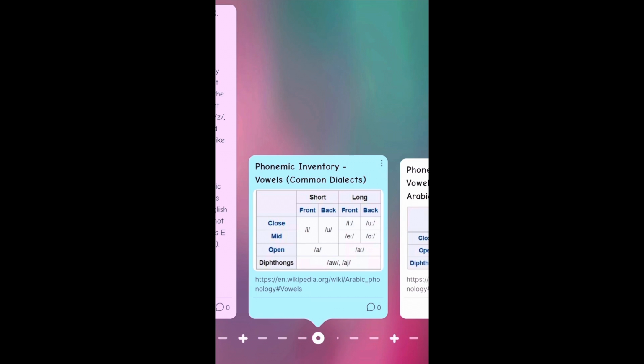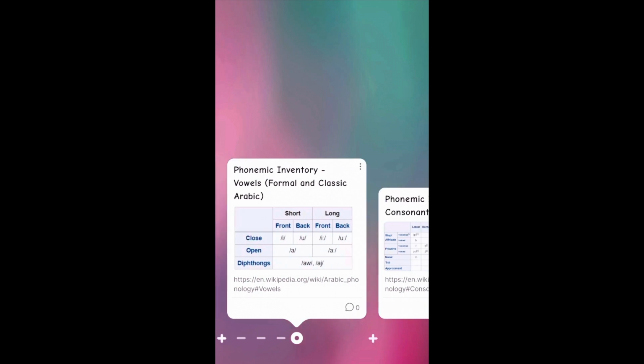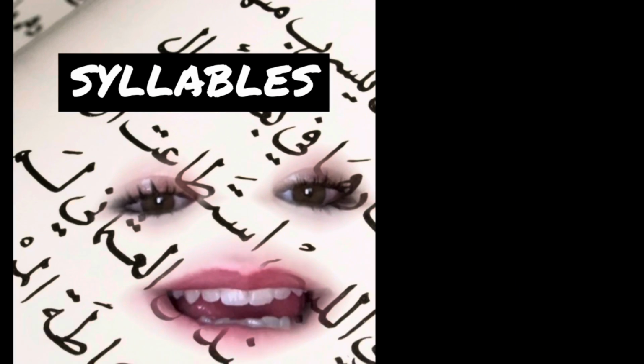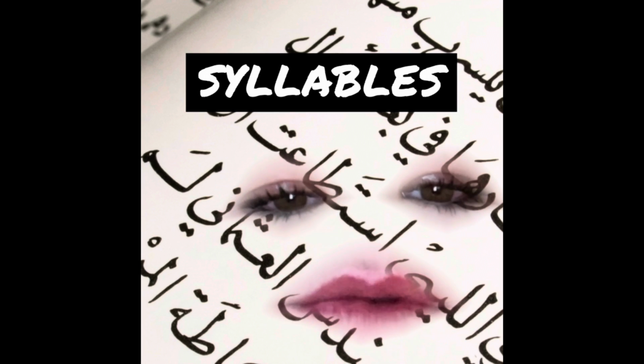This is the vowel inventory for common dialects in Arabic. And this is the vowel inventory for more formal dialects. Think slang versus corporate speech. Lastly, these are the consonants. See, pretty simple, right? All right, let's move on to our syllables.